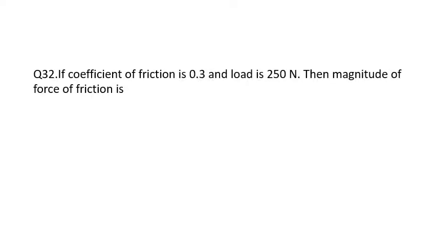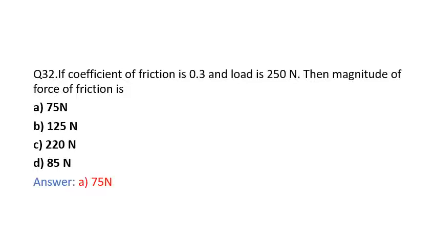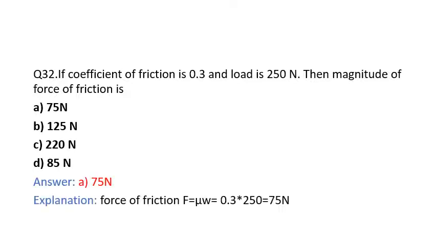Question number 32. If the coefficient of friction is 0.3 and the load is 250 Newton, then the magnitude of the force of friction is A 75 newtons, B 125 newtons, C 220 newtons, D 85 newtons. And the answer is 75 newtons. How? The force of friction equation F is given by mu into W. So you know mu is 0.3 and W is 250, nothing but 75 newtons.